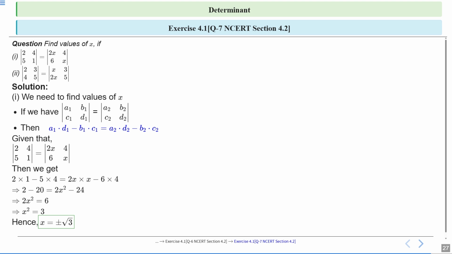So the value of x is plus minus root 3. Because when we take the square root on the right hand side, we get plus minus square root of 3. Okay. Because plus root 3 whole square is 3 and minus root 3 whole square is also 3. So we get two values for x, that is plus root 3 and minus root 3.